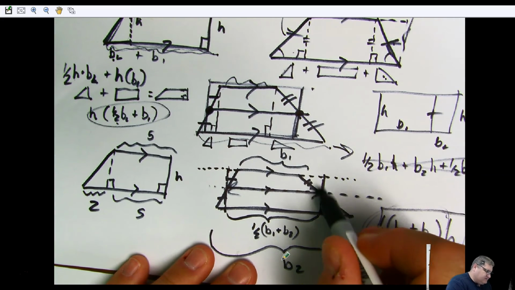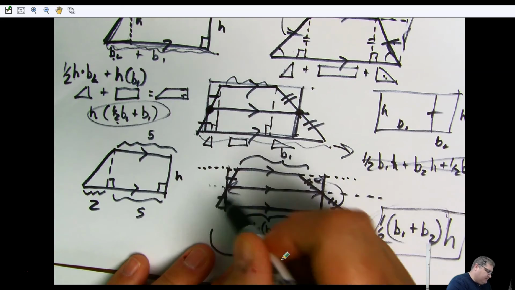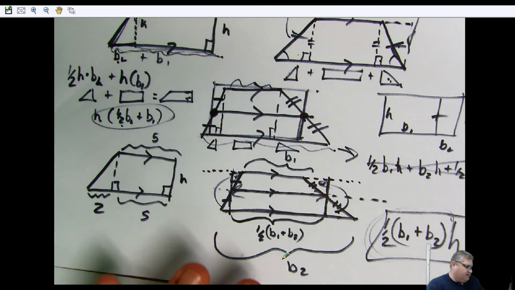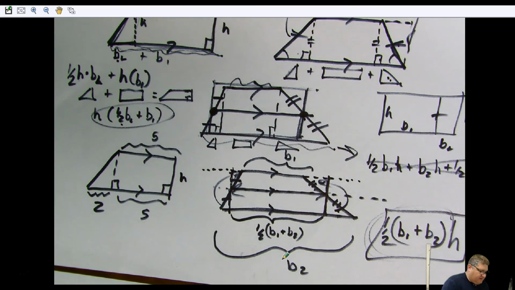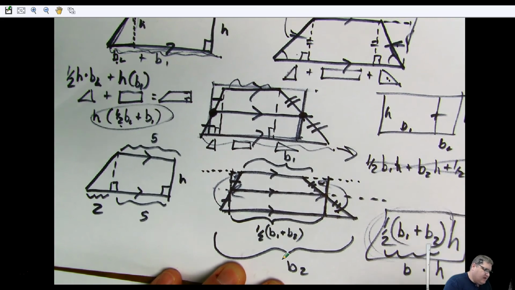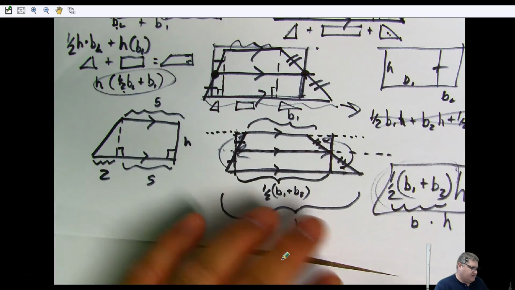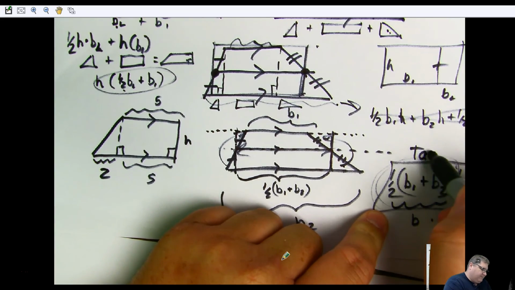Again, by putting the average, that makes little bitty parts that I could tip right up in here, and I could tip right up in here, and they would make a perfect rectangle, which is really nothing more than base times height. So find the average of the bases times the height. That is your trapezoid formula.